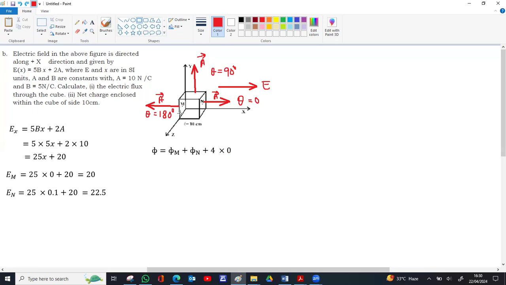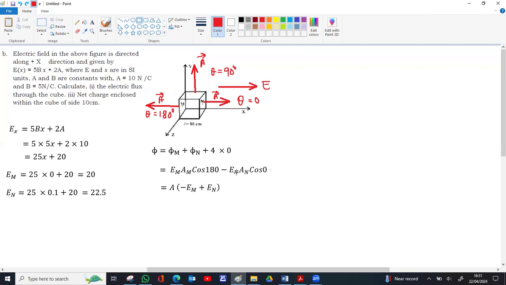The total flux will be the flux through M plus the flux through N. The other 4 faces each contribute 0, since they have 90 degrees. The flux formula is EA cos theta. So this will be EM, AM cos 180, plus EN, AN cos 0. Now cos 180 is minus 1 and cos 0 is plus 1.